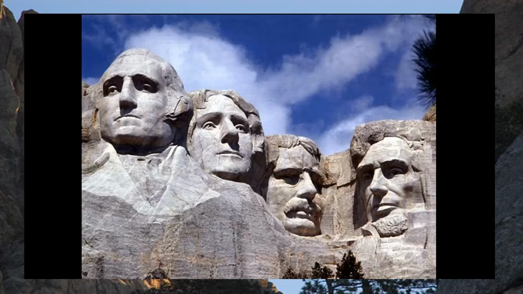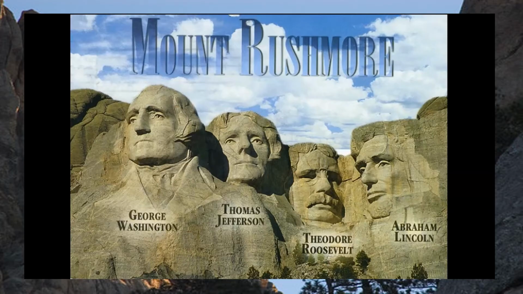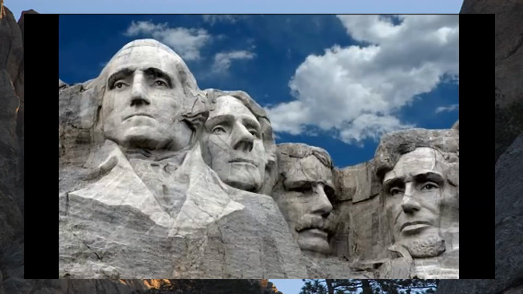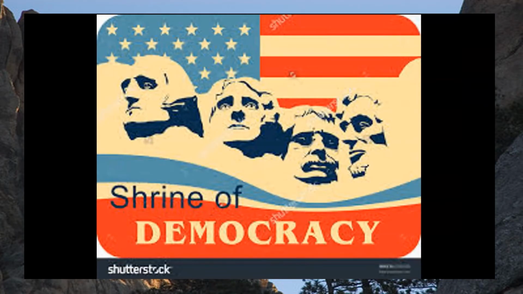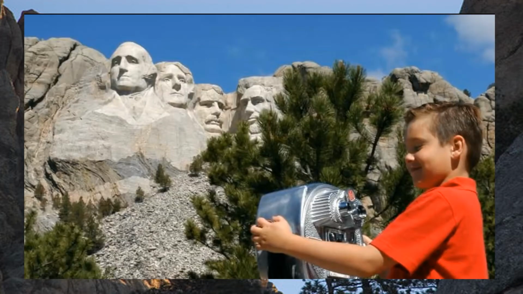So why are these 4 presidents chosen to be forever carved into Mount Rushmore? Washington represents the founding of our country. Jefferson represents growth. Roosevelt represents development. And Lincoln represents the preservation of the United States of America. This national memorial symbolizes freedom, liberty, and the power to dream. Mount Rushmore is known as the Shrine of Democracy. It has become one of the most iconic images of America and is an international tourist attraction.